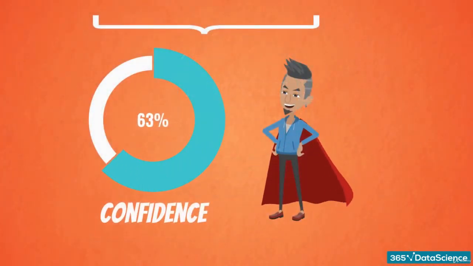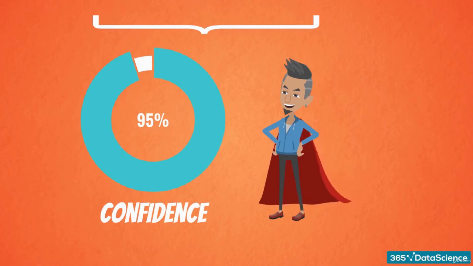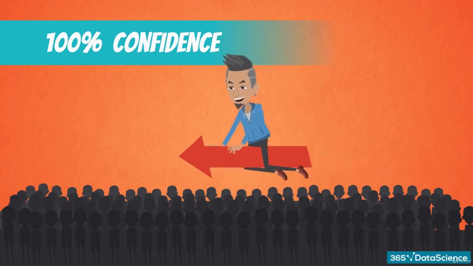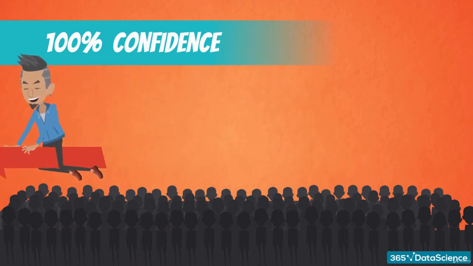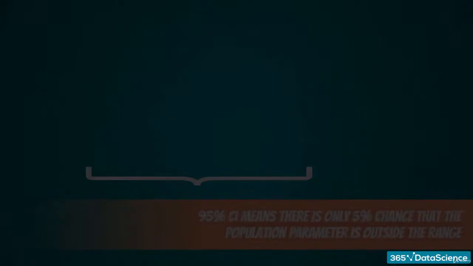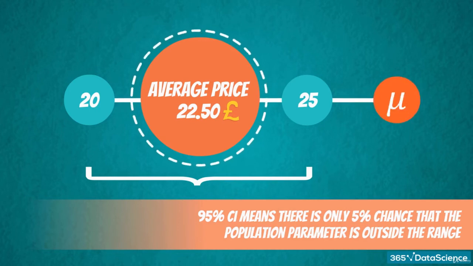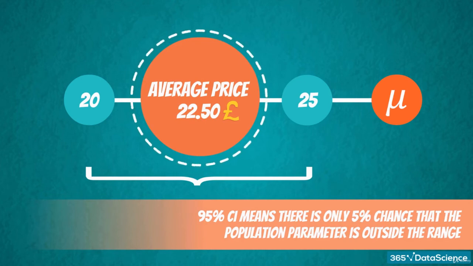So, getting back to our example, you may say that you are 95% confident that the population parameter lies between 20 and 25 quid. Keep in mind that you can never be 100% confident unless you go through the entire population. And there is, of course, a 5% chance that the actual population parameter is outside of the 20 to 25 pounds range. We'll observe that if the sample we have considered deviates significantly from the entire population.